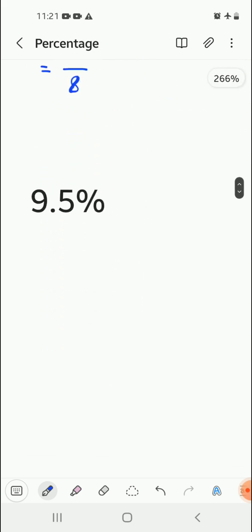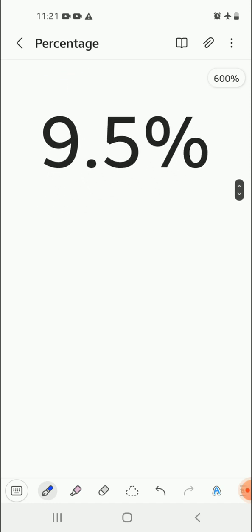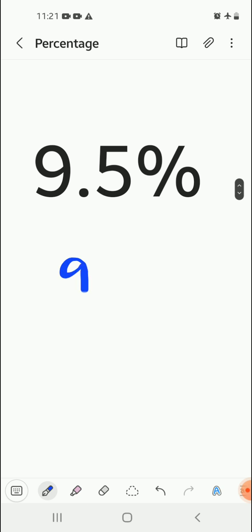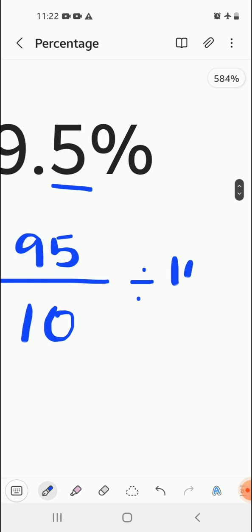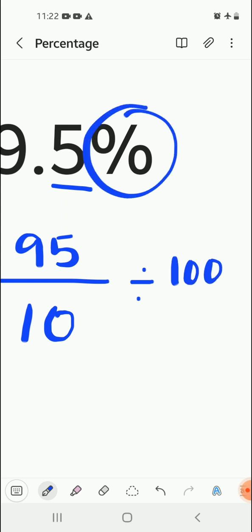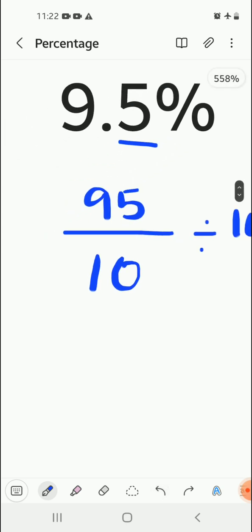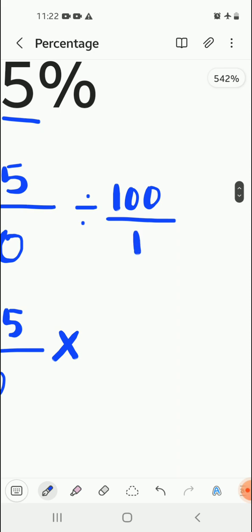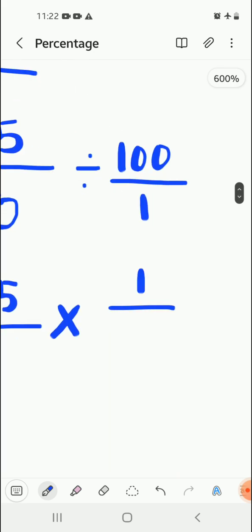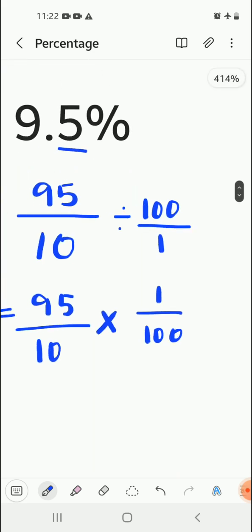Now next, 9.5%. Over here, a number is given in its decimal form. So first write the number 95 without a decimal point. Now after the decimal point we have got only one digit, so we will write only 10. Now we have to divide it by 100, because we have to convert this percentage into its equivalent number. Again we'll follow the same step. 95 by 10. Over here 100 actually means 100 by 1. So make a reciprocal of it, it would become 1 by 100.